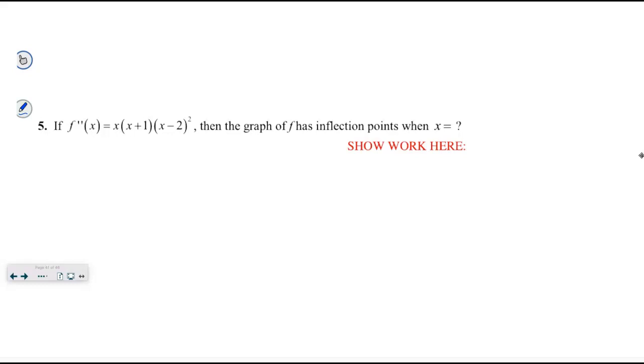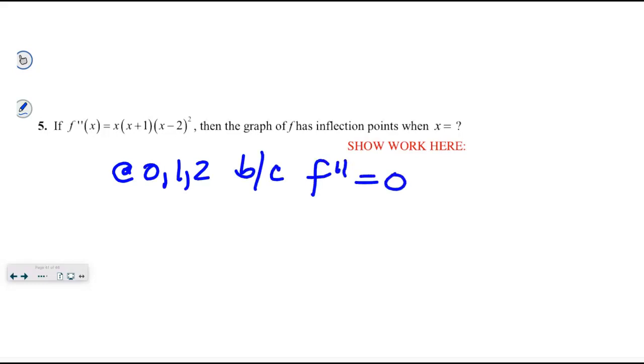Many of you said that there were inflection points at 0, -1, and 2 because this was where f double prime equals 0. Remember that inflection points, you're not guaranteed one when f double prime equals 0. Those would be called our possible inflection values. So this is actually not correct, and I would have given you 1 out of 2 points for that because you need to analyze f double prime.